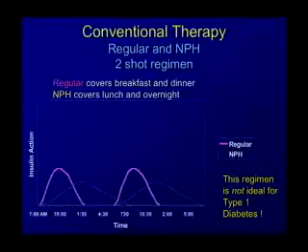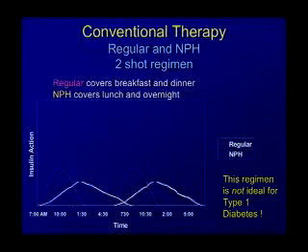So conventional therapy, this 2-shot regimen idea, was in the past regular and NPH injected before breakfast. The purple line is the regular insulin's action. So if this shot happened at 7 a.m., it would last quite a long time. And then the other shot would be your dinner. So the pink line, or purple, whatever it's showing up as, would cover breakfast and then dinner. But at the same time, in the same syringe, you're injecting NPH, which has a much slower action, and that would be covering your lunch. And that would be getting you through the night.